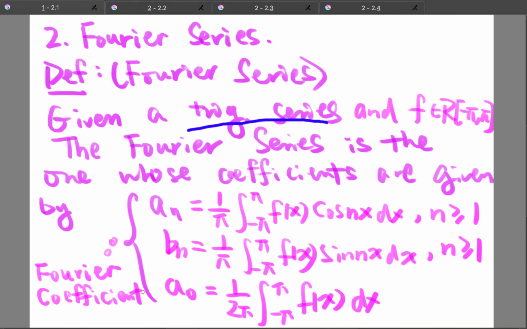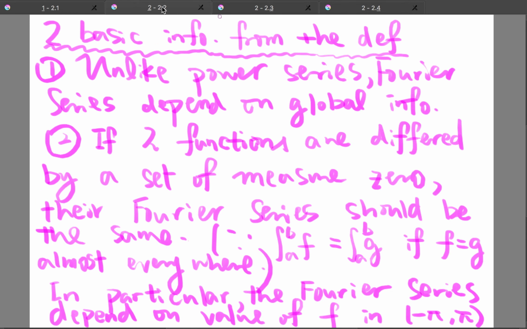coefficients Fourier coefficients. So you may wonder why I define these coefficients like this. I will explain this later, and we'll first introduce the basic information that we can obtain from the definition. First of all, as the Fourier coefficient depends on integration, and integration depends on the global information of the function, the Fourier series indeed depends on the global information of the function.